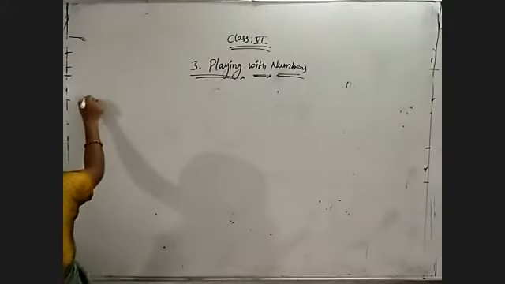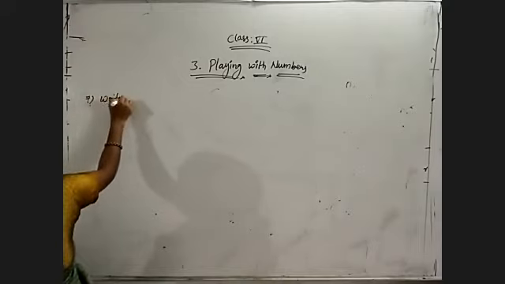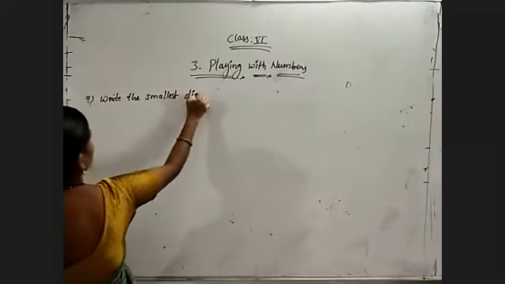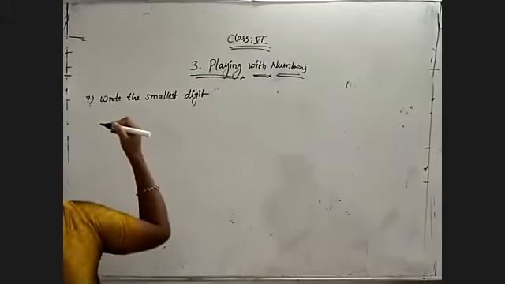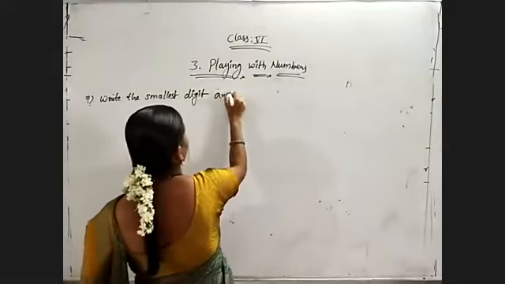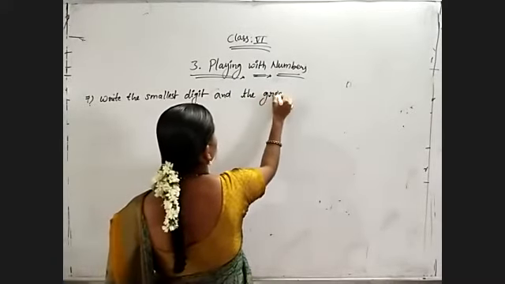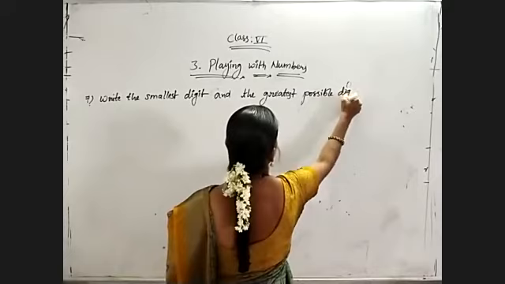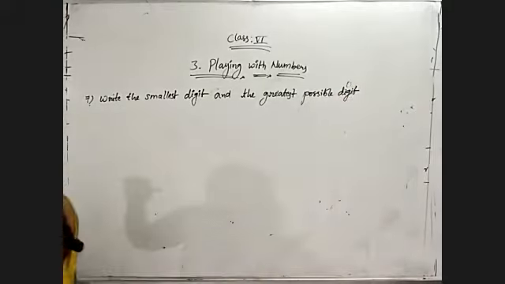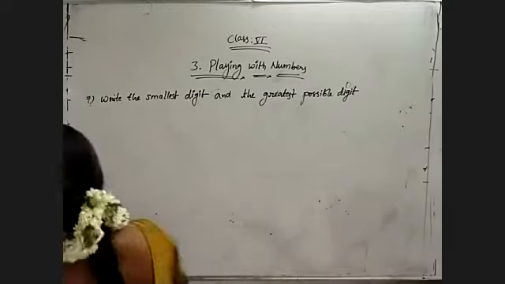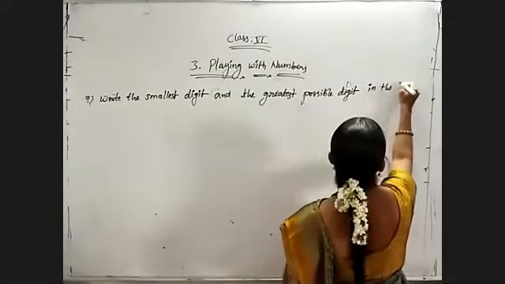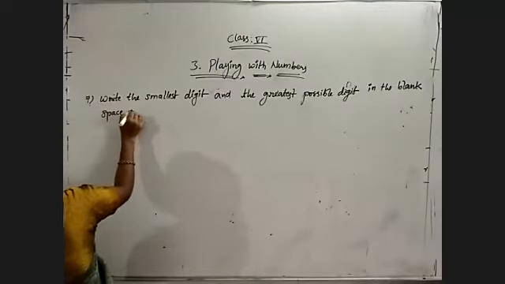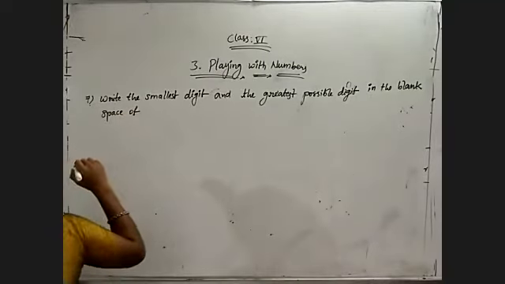Write the smallest digit and the greatest possible digit in the blank space of each of the following numbers.